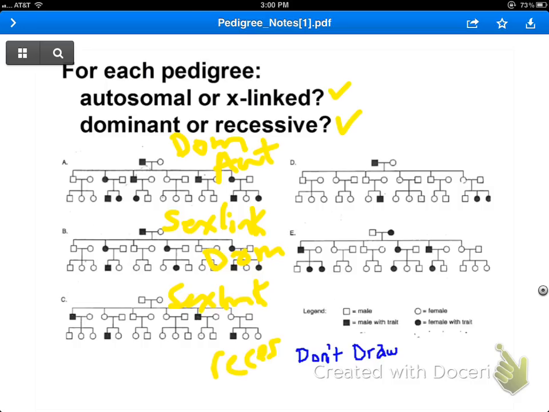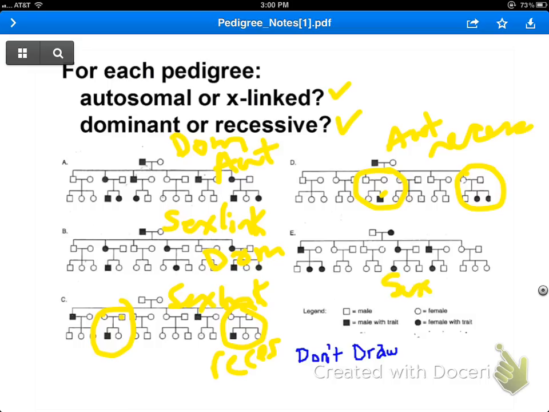And the reason being is here's a boy who has it and his parents do not. Here's a boy who has it and his parents do not. Picture D is autosomal. It's 2 boys and 2 girls, and it is recessive. Here's a family, and here's a family where the child has it and the parents do not. And lastly, picture E is sex-linked. There are 6 girls and only 2 boys, and it is dominant. For every child who has it, at least one parent has it. Remember, you're only looking at those that are colored in.